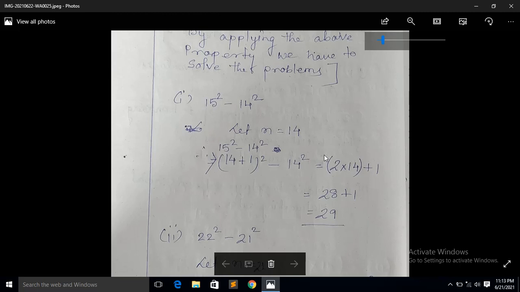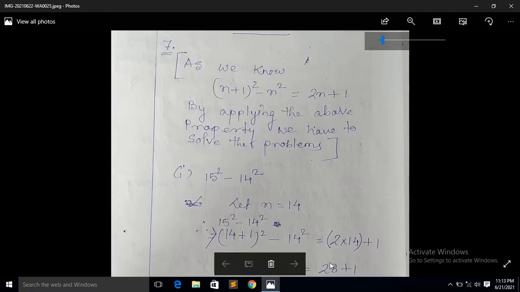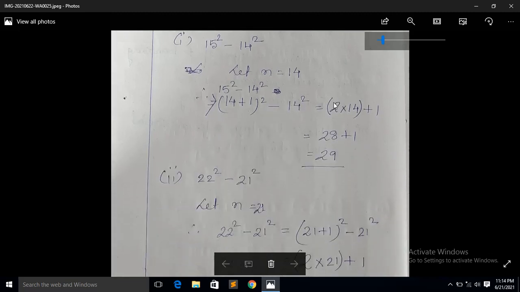What is the formula for this? As we have seen earlier, n plus 1 whole square minus n square is equal to twice n plus 1. What is n? 14. So 2 into 14 plus 1. 2 into 14 is 28 plus 1. So what will be the answer? 29. Is it clear to you? Let us see another example.